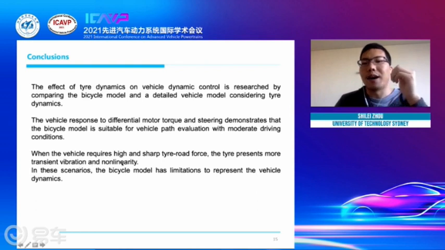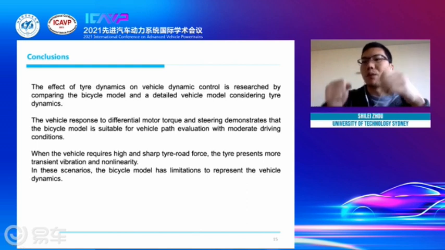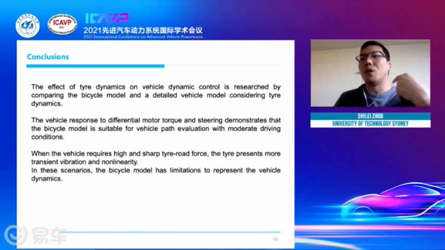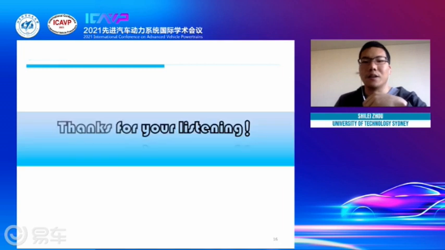So when the vehicle requires higher and sharper torque, this really happens when we do collision avoidance, where we need to give it a very sharp input. This simplified model is not sufficient to represent the dynamics. So we really need to develop new and more representative models to do autonomous vehicle research.